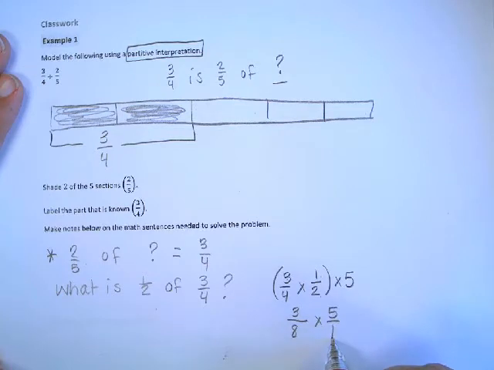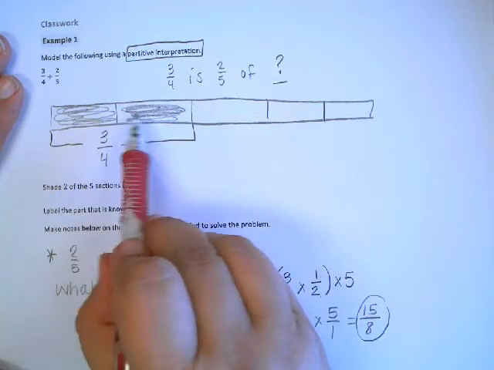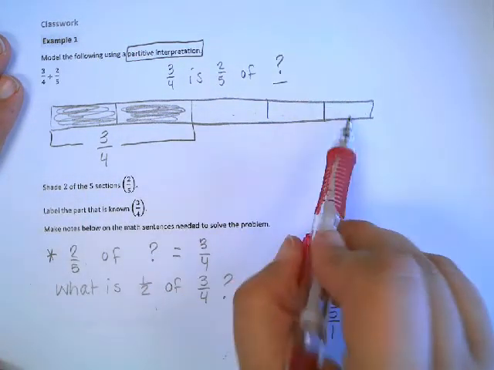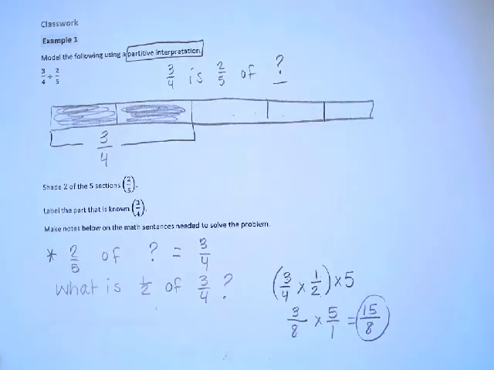I'm going to put that over 1. Going to multiply that straight across. So 3 times 5 is 15, and 1 times 8 is 8. So 15/8 is my whole number. So if all of this over here now is equal to 15/8, what I have to figure out is what is going to go into each one of the boxes.